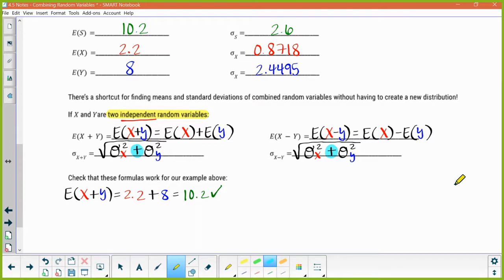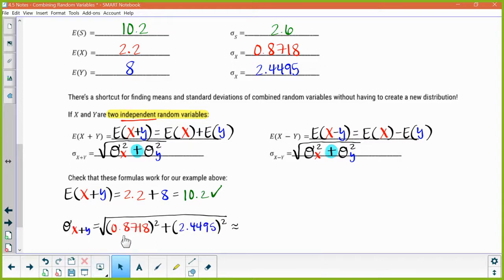So, something you have to be careful of is for standard deviation, no matter if you are adding or subtracting, we're always going to add our two variances together. So, this is really the same formula for both instances. So I'm going to verify that it works on my data above. I have my standard deviation for group X, standard deviation for data set Y. I squared both of them because that's the variance. And then I take the square root of everything. And that gives me approximately 2.6, which also checks out to be a match to our standard deviation for the combined data set.